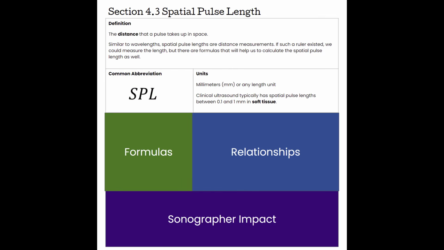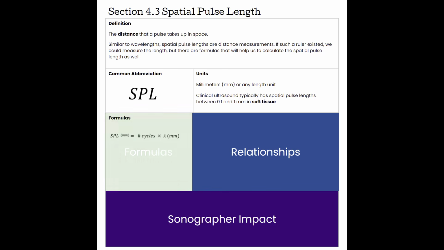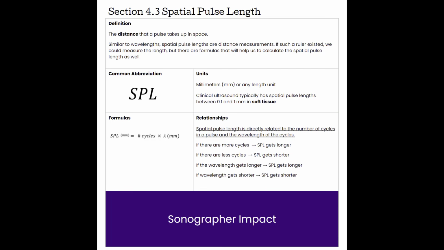Now we don't have really a symbol for spatial pulse length, rather a common abbreviation. You'll often see it as SPL. And we will see that SPL is equal to the number of cycles multiplied by the wavelength. So from this formula, we can see that spatial pulse length is going to be directly related to the number of cycles in a pulse and directly related to the wavelength of the cycles.